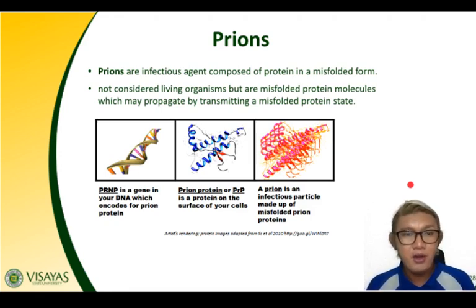Now, the last of those subviral entities that we presented earlier are the prions. Prions are infectious agents composed of protein in a misfolded form. They are not considered living organisms, but are misfolded forms of protein molecules that may propagate. Now, how do they reproduce? They transmit a misfolded protein state.